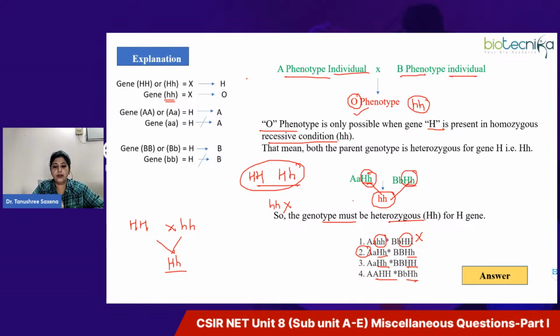So basically, you need not be confused between A phenotype and B phenotype. Simply, if you focus on the H allele, you will get the answer in less time. So here the answer is option 2. Everybody has answered it correctly.